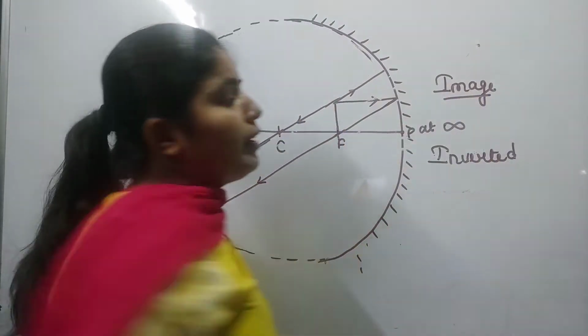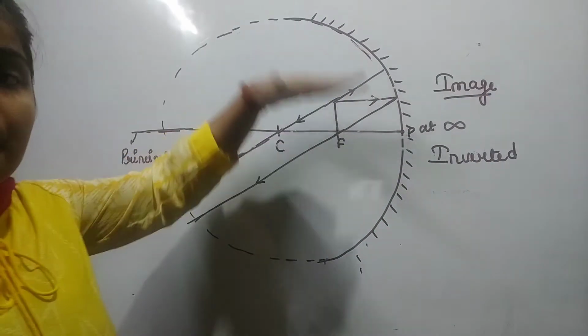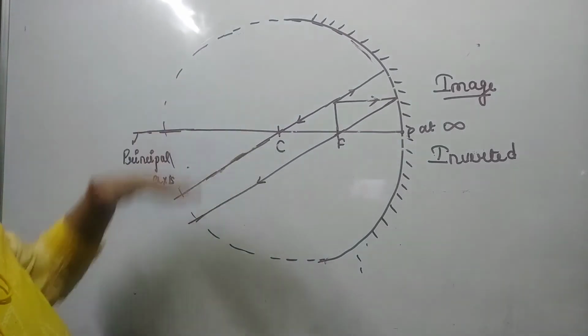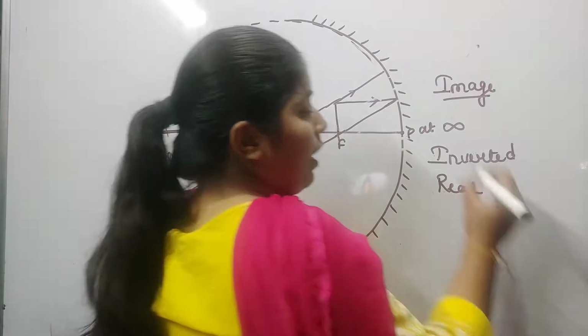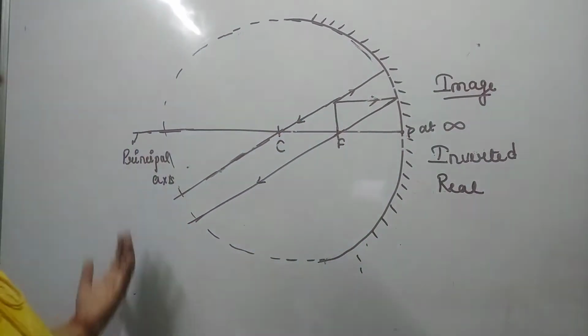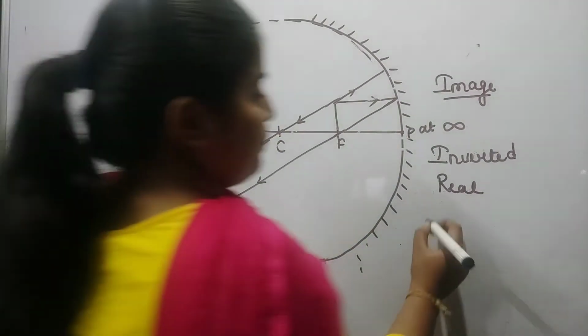Okay, why is it inverted? Because the object is placed above the principal axis but the image is formed below the principal axis, and it is real in nature, and obviously it is highly enlarged.